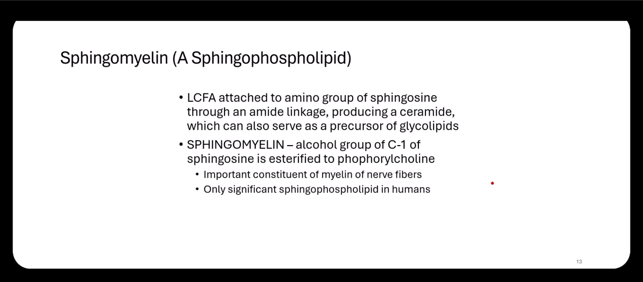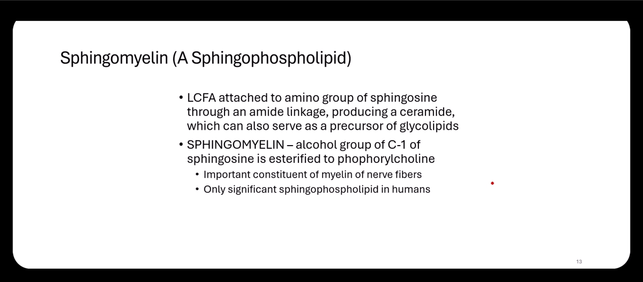Okay, then we went to sphingomyelin. You're going to see sphingomyelin in anatomy. So we've got a long chain fatty acid attached to the amino group of sphingosine. Remember, sphingosine replaced the glycerol when we're comparing one structure to the other. So through the amide linkage, producing a ceramide. That's going to act as a precursor to your glycolipids. Sphingomyelin, the alcohol group of C1 on the sphingosine, is esterified, and that changes our structure as well.